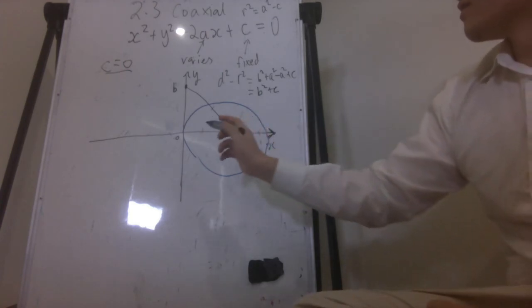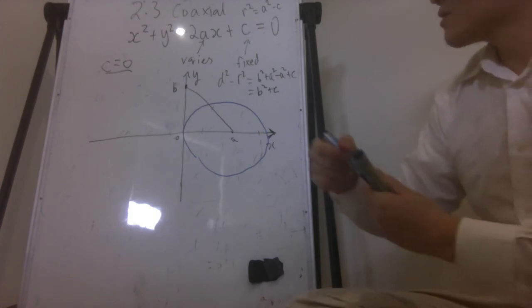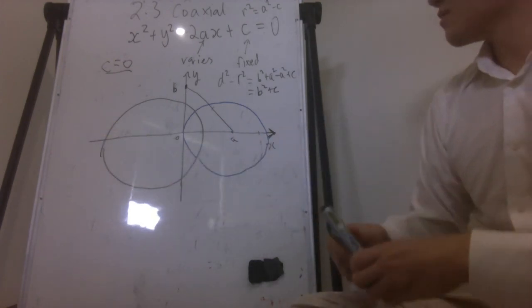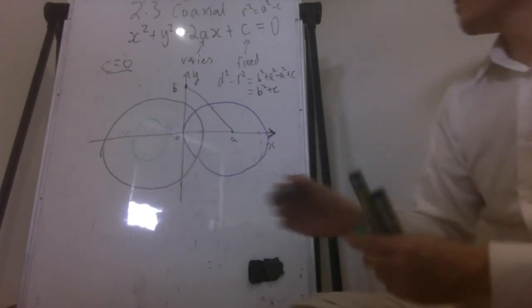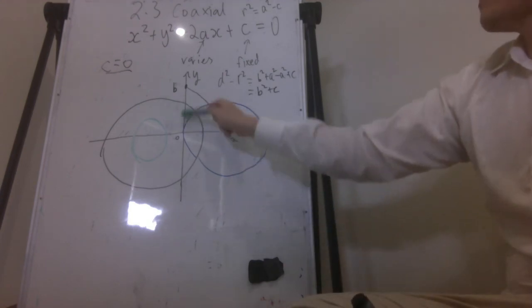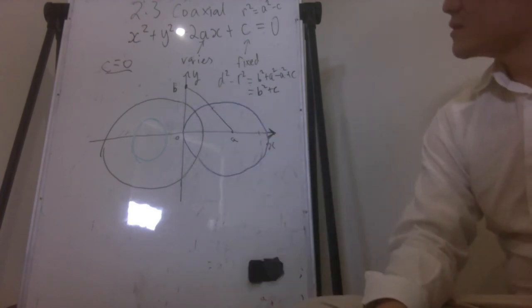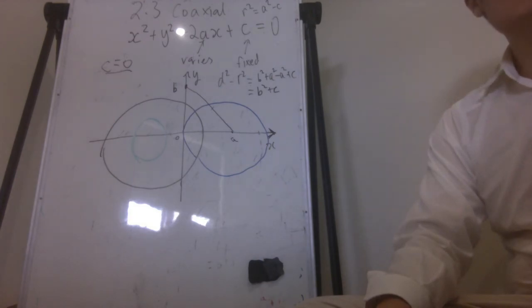So I guess these are the cases: there's the case where it doesn't touch, the case where it's tangent, and the case where it touches at two points. Yeah, there'll be two y-intercepts, like negative root C and plus root C.